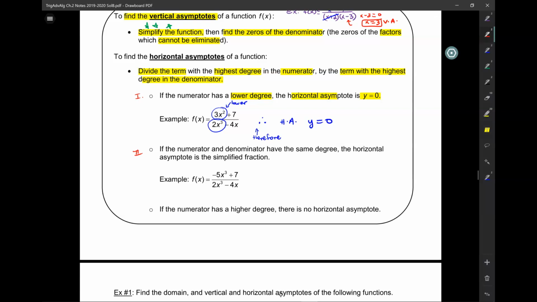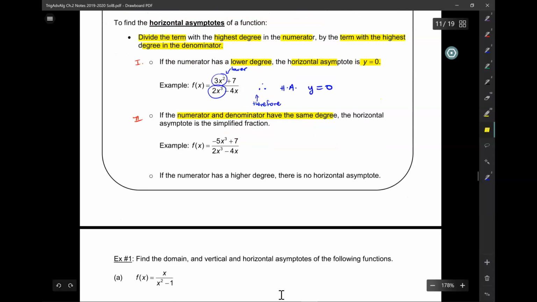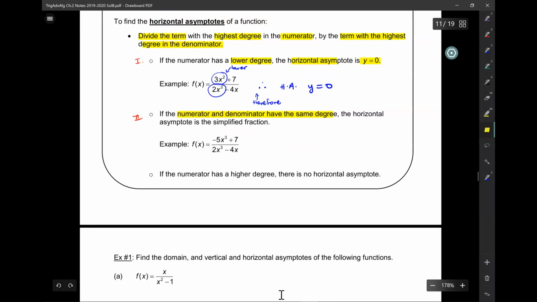That's case number 1. Case number 2, what if the exponents are the same? What if the numerator and the denominator have the same degree? Then the horizontal asymptote is the simplified fraction. So you look here, negative 5x cubed, 2x cubed. What's the horizontal asymptote? 3.